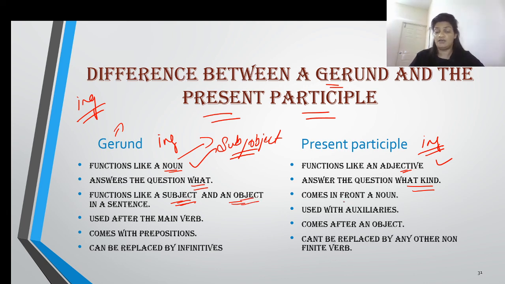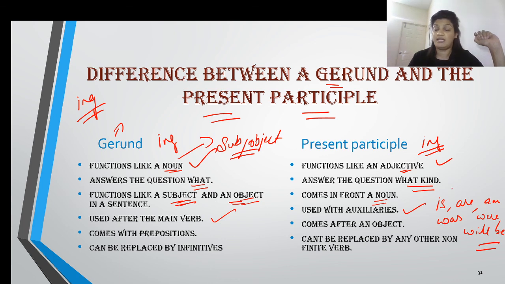And here, a participle comes in front of a noun, whereas a gerund doesn't come in front of a noun, but comes in the place of a noun. A gerund is always used after main verbs, whereas a participle is used after auxiliaries or verbs like is, are, am, was, were, and also will be. So when you use an "ing" verb after these verbs, you call it a present participle.